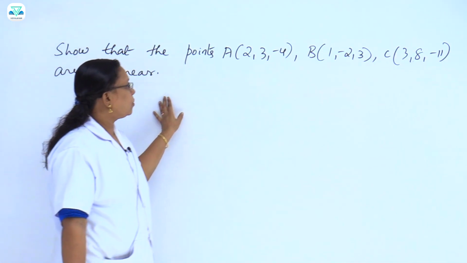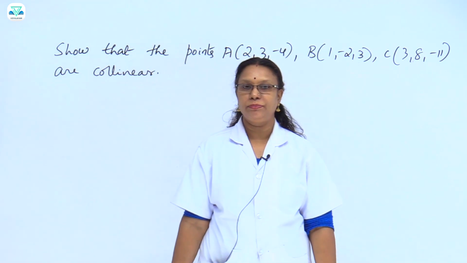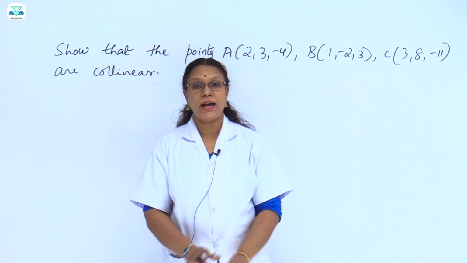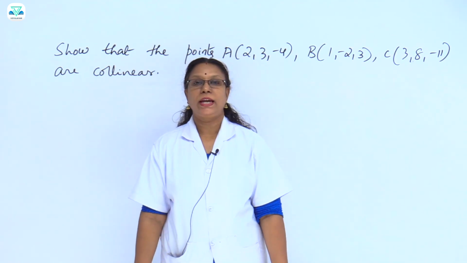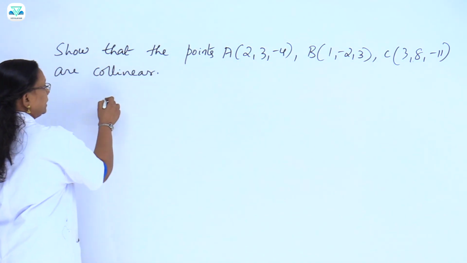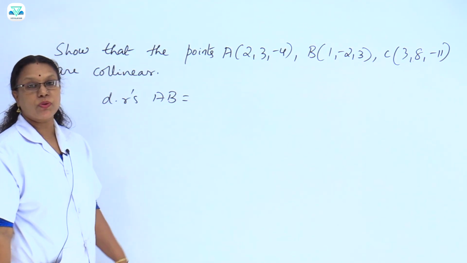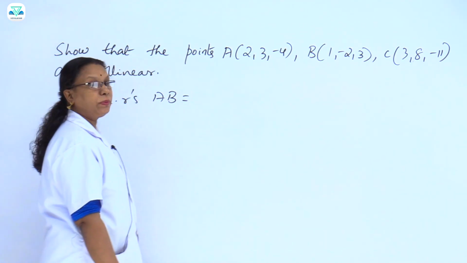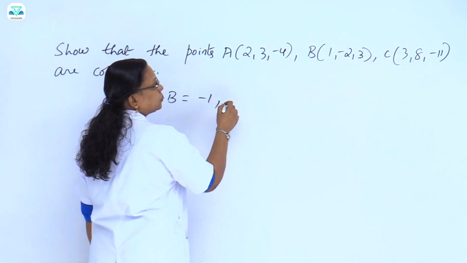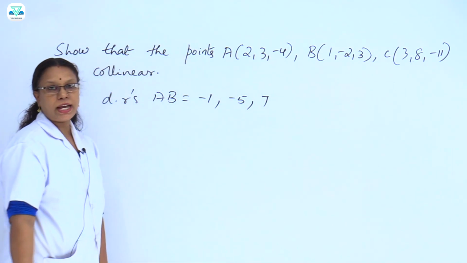Show that the points are collinear. To show collinearity, we have seen problems in vectors, that is, one is a scalar multiple of the other, so that they are collinear, or they are in the same line, or they are parallel. So here, to show they are collinear, consider the direction ratios of AB. Point A is known, point B is known. So what are the direction ratios of AB? x2 minus x1, y2 minus y1, z2 minus z1: 1 minus 2, minus 2 minus 3, 3 minus of minus 4, 7. These are the direction ratios.